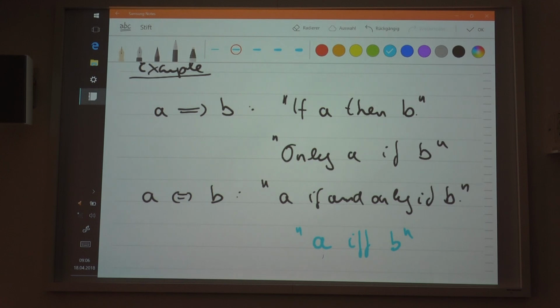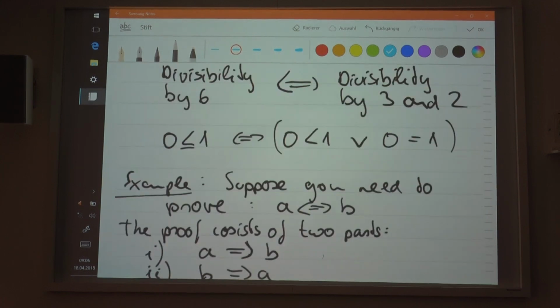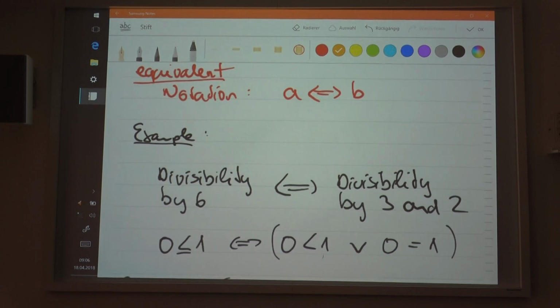All right, but let me just demonstrate that. For instance, if you want to say, in the regular language, that this statement is equivalent to this one, how do you say this? You can say any number is divisible by 6 if and only if the number is divisible by 3 and 2. Or you can say the other way around, a number is divisible by 3 and 2 if and only if it is divisible by 6. So that's how you recognize equivalency.